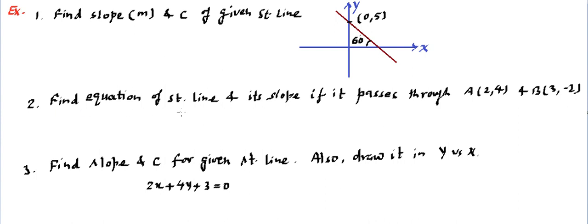Second says, find the equation of a straight line if it passes through the 2 points. So A and B points are known to us. We need to find the equation. Also, we need to find the slope. And the third is, again, find the slope and intercept of this equation, which is given in relation form. So the examples deal with the relation when given to you, the graph when given to you, and when this kind of language is given to you. So they cover all types of questions needed for us.